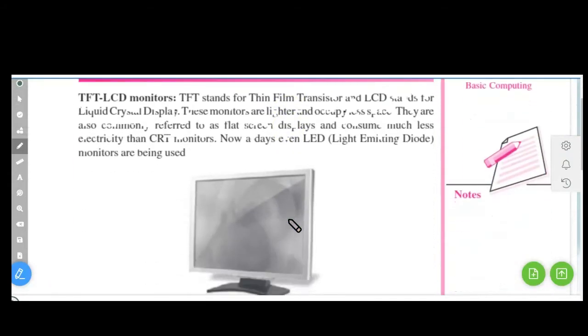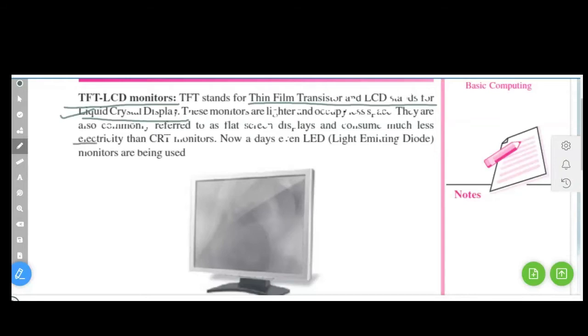We have many different kinds of monitors. CRT monitors, flat panel, and touch screen, which is usually used nowadays. Then TFT monitors and plasma screens, all these are available as monitor types. But here you only have to know about one or two monitors. That is TFT LCD monitors. TFT stands for thin film transistor, and LCD stands for liquid crystal display.